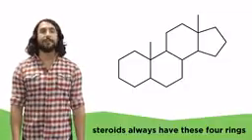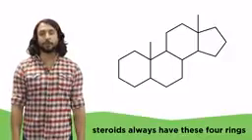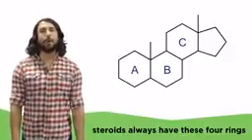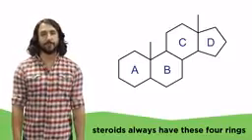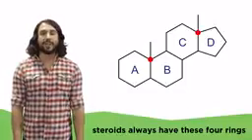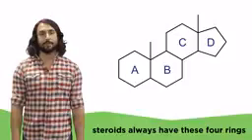Steroids are all derivatives of this ring system, which is comprised of 4 rings. The A, B, and C rings are 6-membered rings, while the D ring is a 5-membered ring. There are also always methyl groups on these 2 carbons, and for ease of communication, we will always number this ring system the following way.